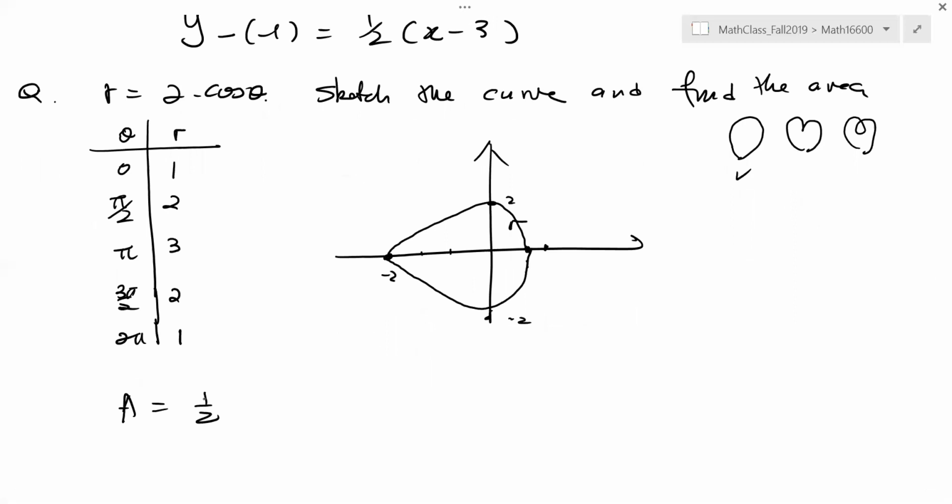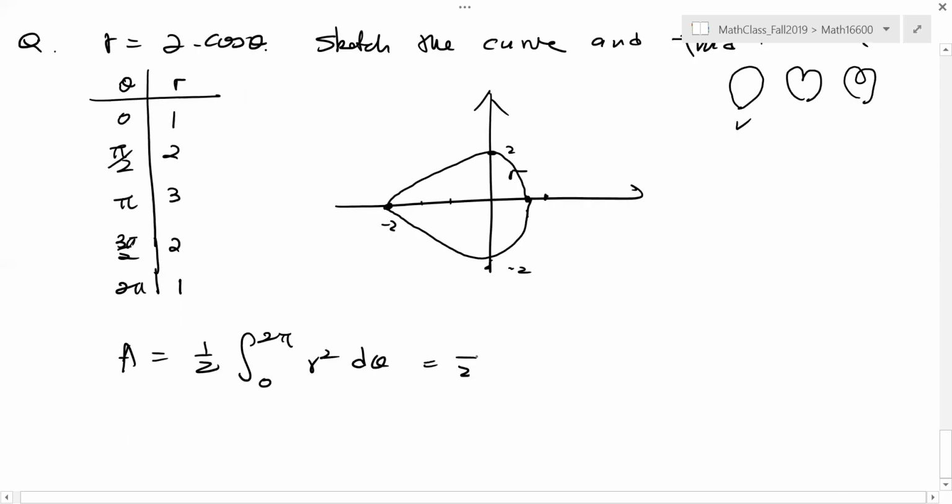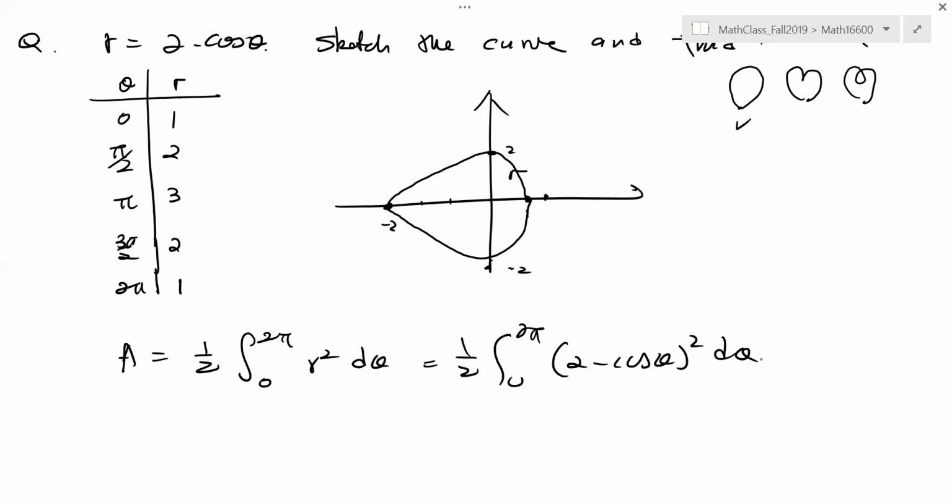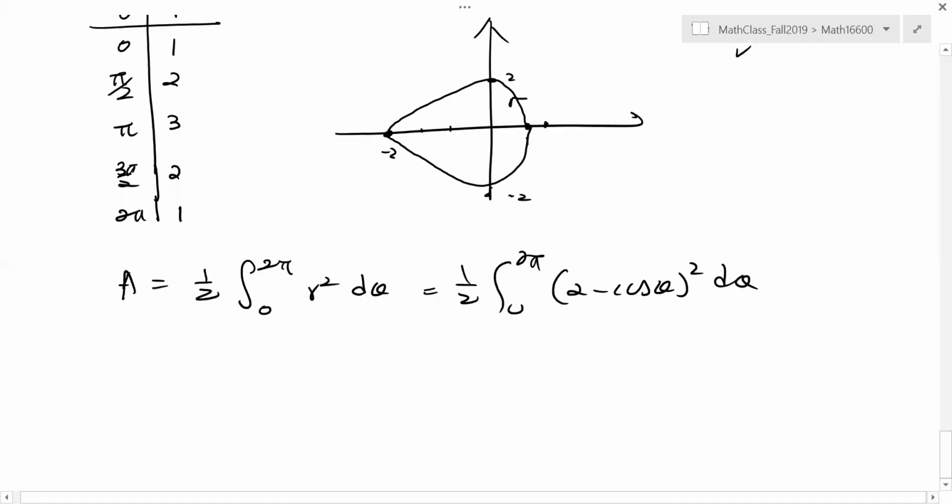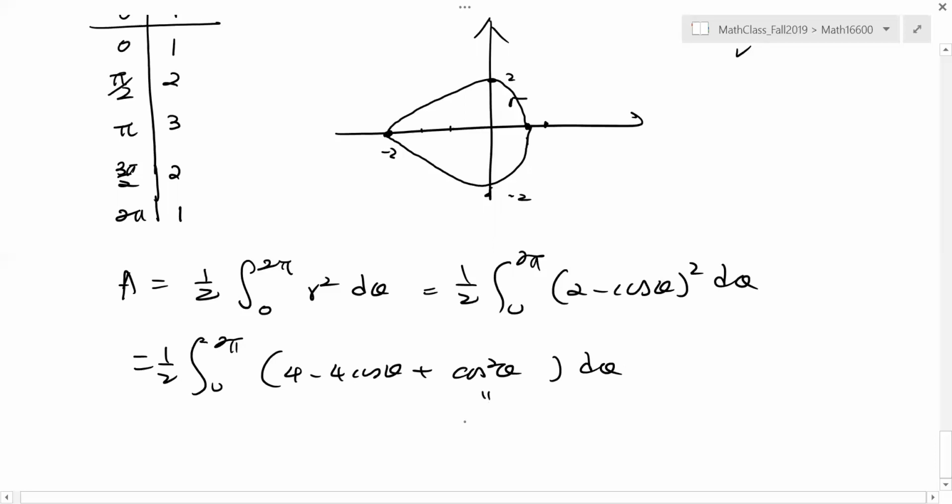So you write down the formula, the integral from 0 to 2 pi of 1/2 r squared d theta. Then you put in 2 minus cosine theta. And a similar problem is on the test. So you square it, you get 4 minus 4 cosine theta plus cosine squared theta d theta. But cosine squared theta should be converted to cosine 2 theta plus 1 divided by 2.